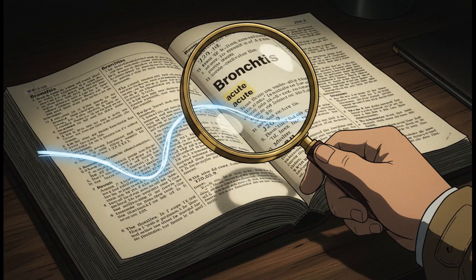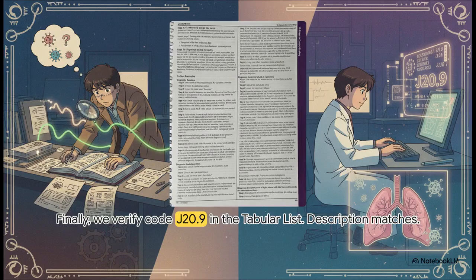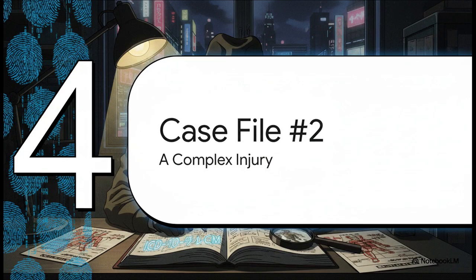But remember, our investigation is not over yet. And here it is, that final crucial step. We take our potential code J20.9 and we look it up in the tabular list. We read the full description, we check for any extra notes, and it's a perfect match. The story of acute bronchitis has been officially translated. Case closed. Okay, that was a good warm-up, but now let's tackle something a bit more complex.